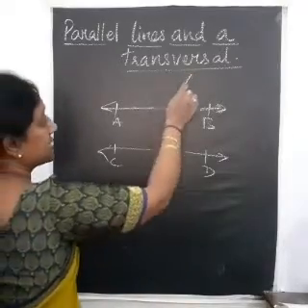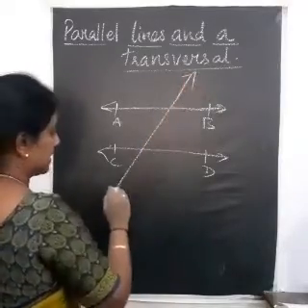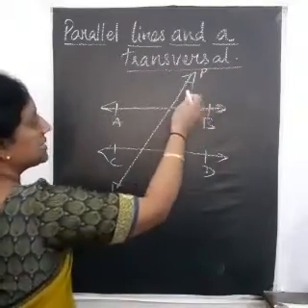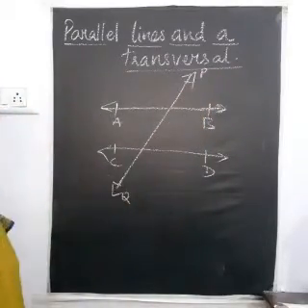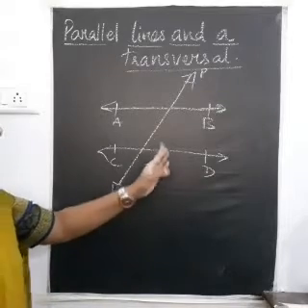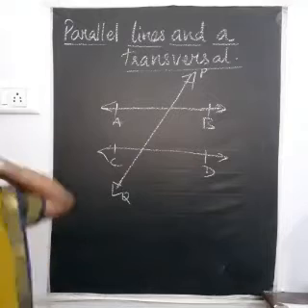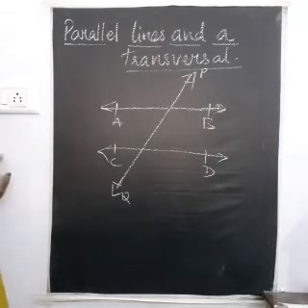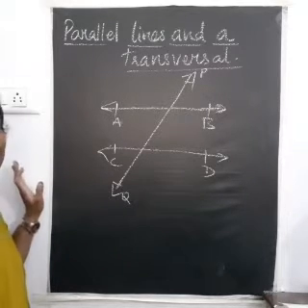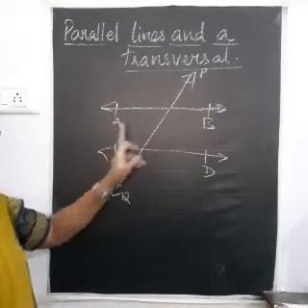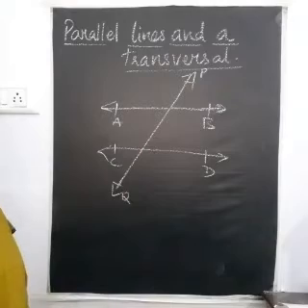Now let us have a transversal. Supposing there is a transversal PQ. Okay, a transversal is a line which cuts both the parallel lines. Any two lines. The line which is cutting the other lines is called a transversal. Now in this case, we have to know the different angles that are formed when we have a set of parallel lines and a transversal.